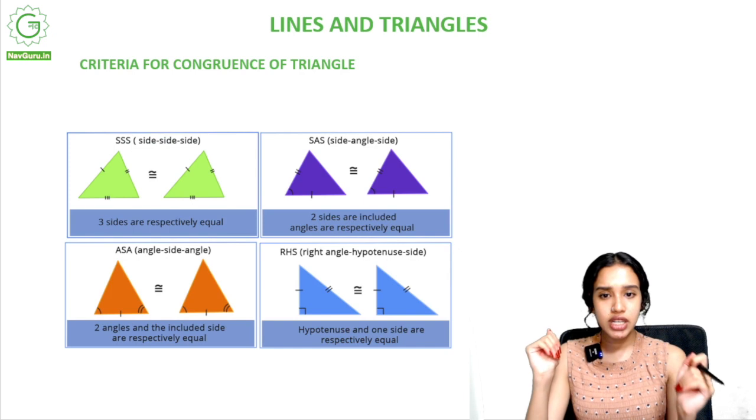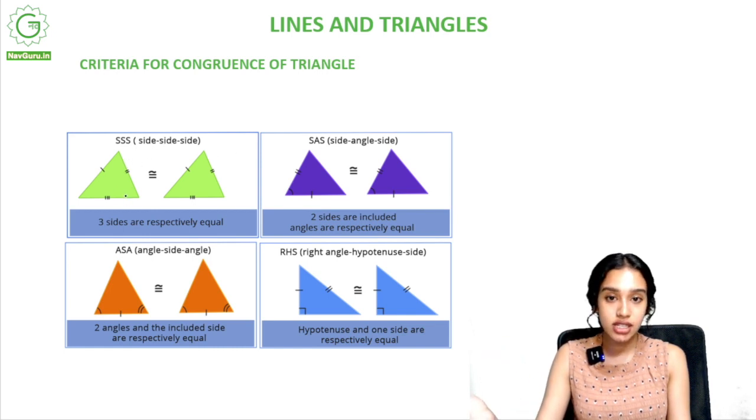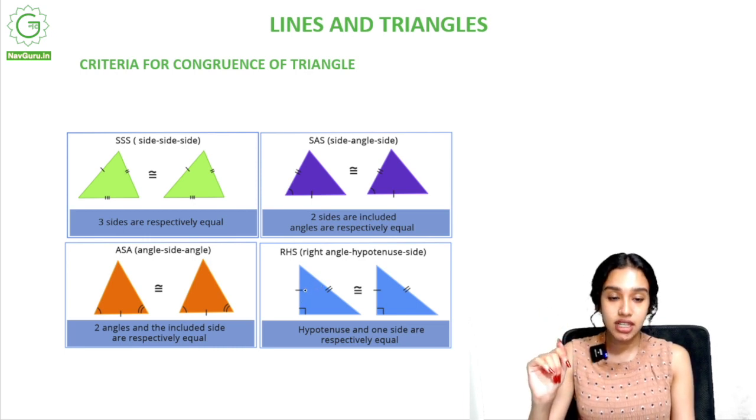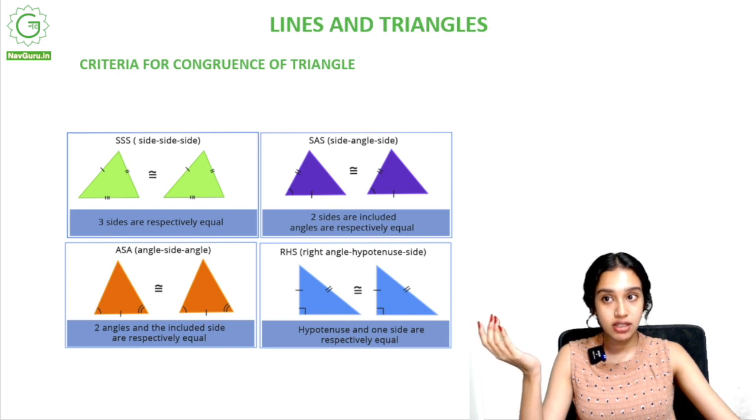Now, this is a simple explanation of the four criteria for stating the congruence of triangles. First is the SSS criteria where all three sides are equal. Next is the SAS criteria where two sides and one included angle are equal. Next is the ASA or angle side angle criteria where two angles and one included side are equal. And another one is the RHS criteria where the hypotenuse and one of the sides are equal. These are the properties of congruent triangles.